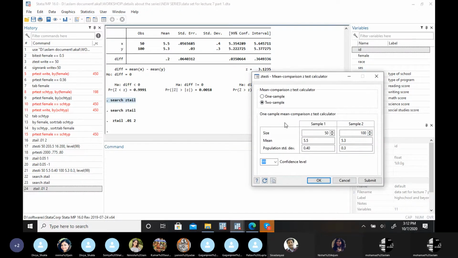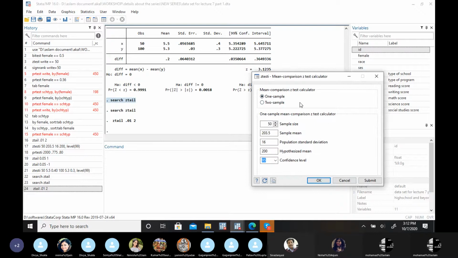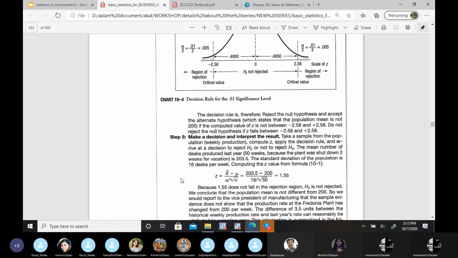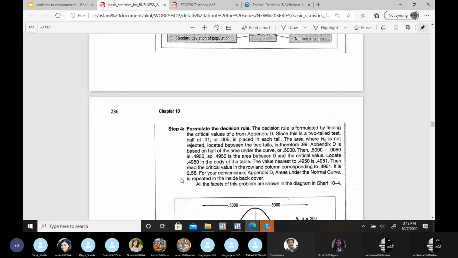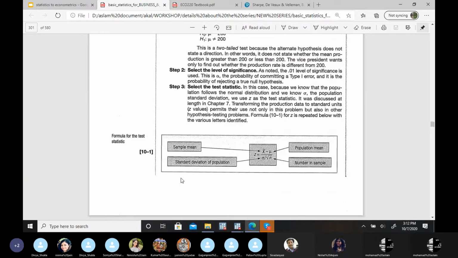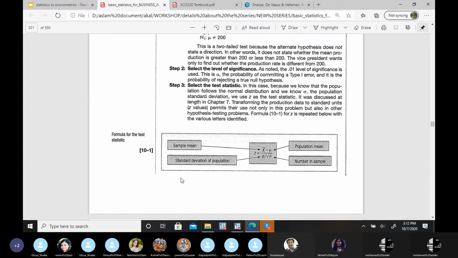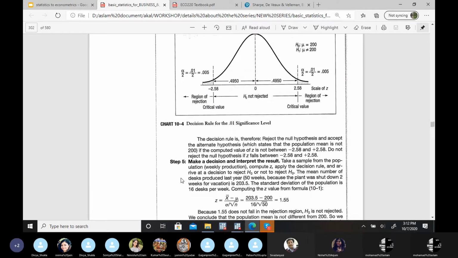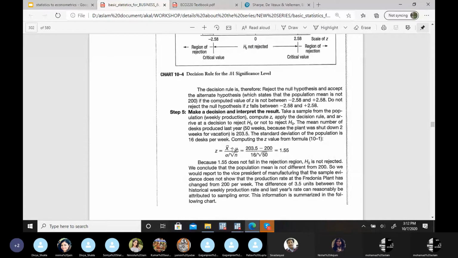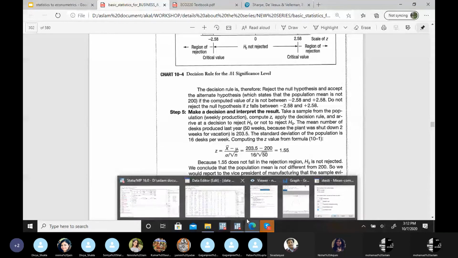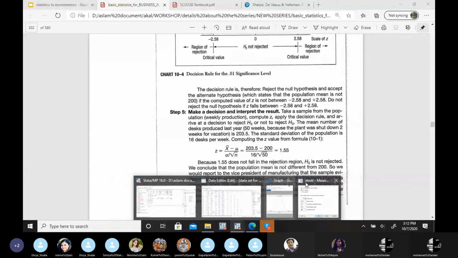So now, first, this is a one sample case. So let's see this particular situation. This is the one sample case where we are trying to compare our sample statistics with the population parameter. So now you need this other information to calculate: mean of the sample, mean of the population, and then sample size and standard deviation. So you have to fill this information in this particular table.